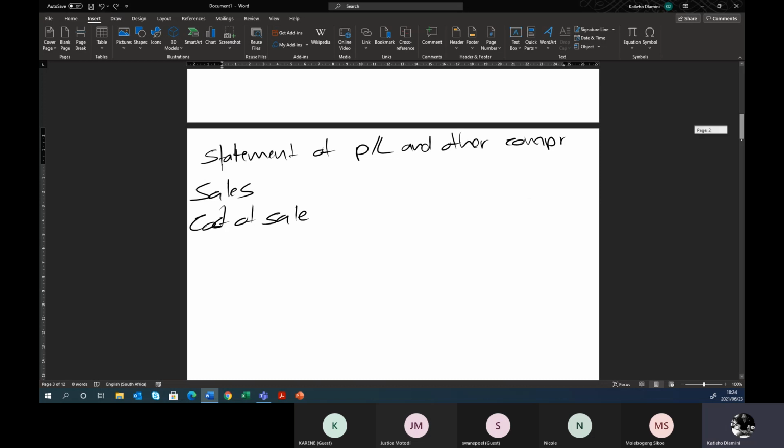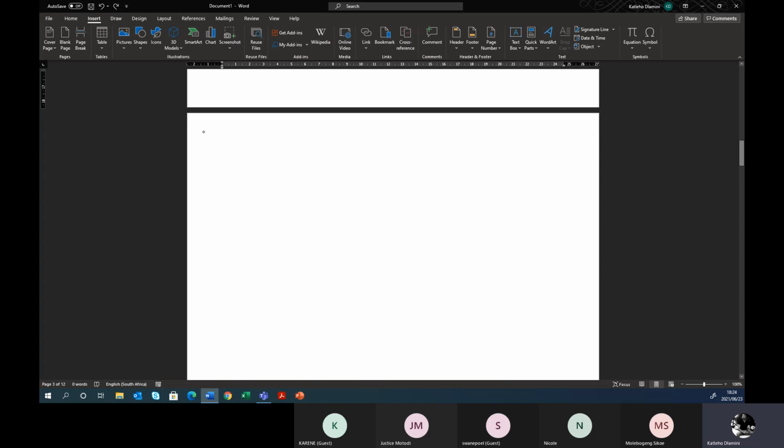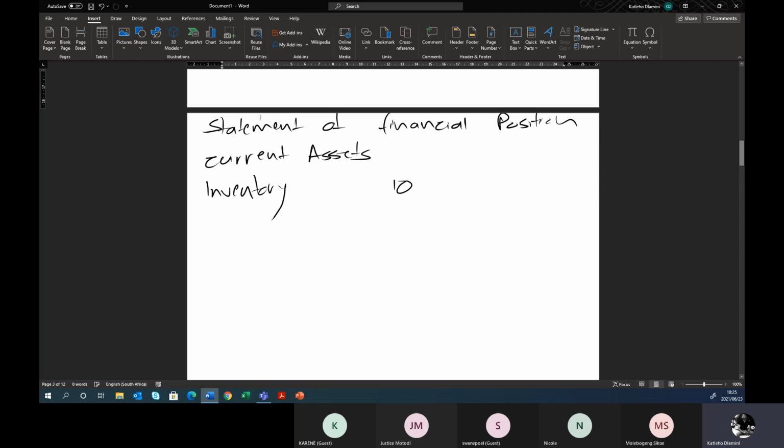And then on the next page, I'm going to draw a statement of financial position. Okay, so I'm not going to have non-current assets, so I'm just going to write current assets. Okay, and I have inventory. I just bought inventory of 10,000.